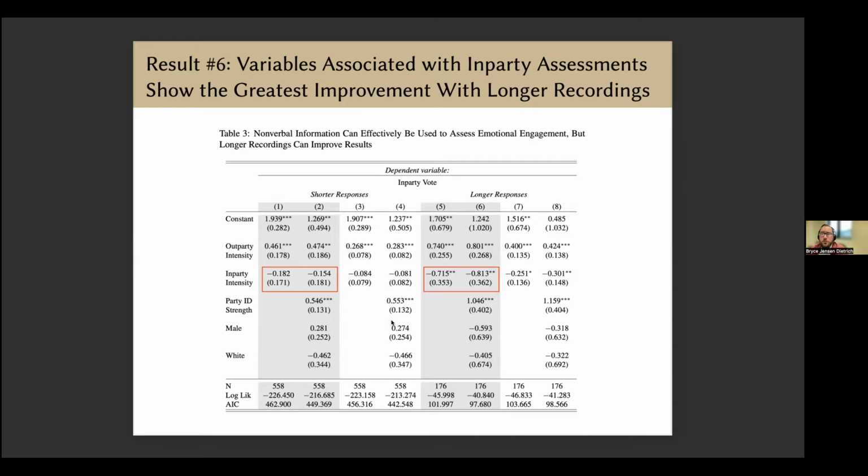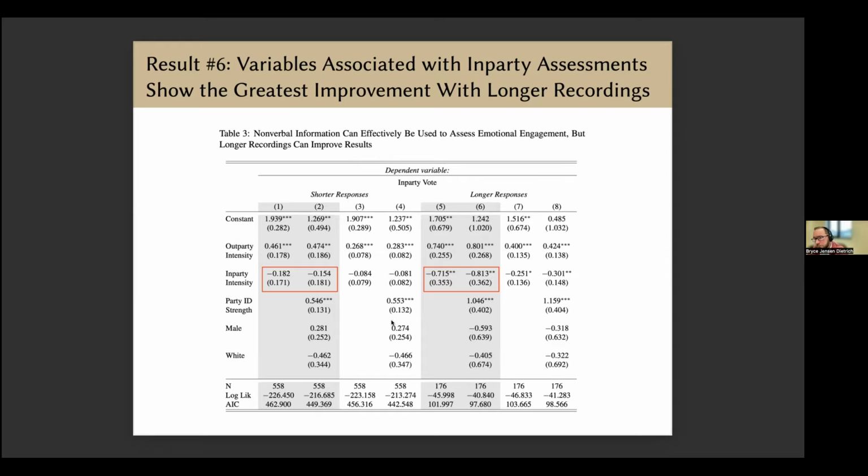Shorter responses in this instance are a subset of the data where individuals gave responses that were essentially below the median on all question levels. So this would be somebody who was below the median in response length, and whose response duration was below the median when describing what they liked about an out-party candidate, what they disliked about an out-party candidate, what they liked about an in-party candidate, and so forth. Because of that, for the most part, the responses that we had were relatively short, as indicated by the subsets that we have here. The majority of people fell into this shorter response category.